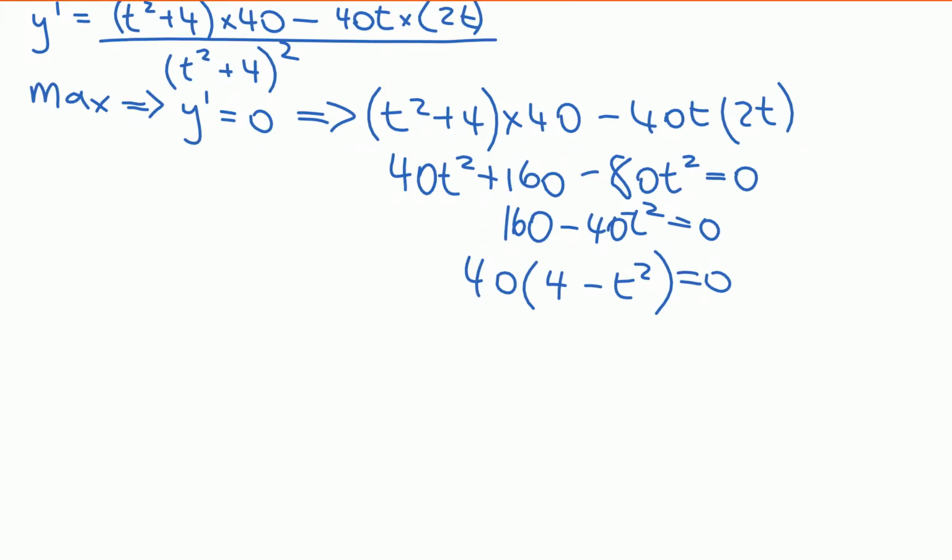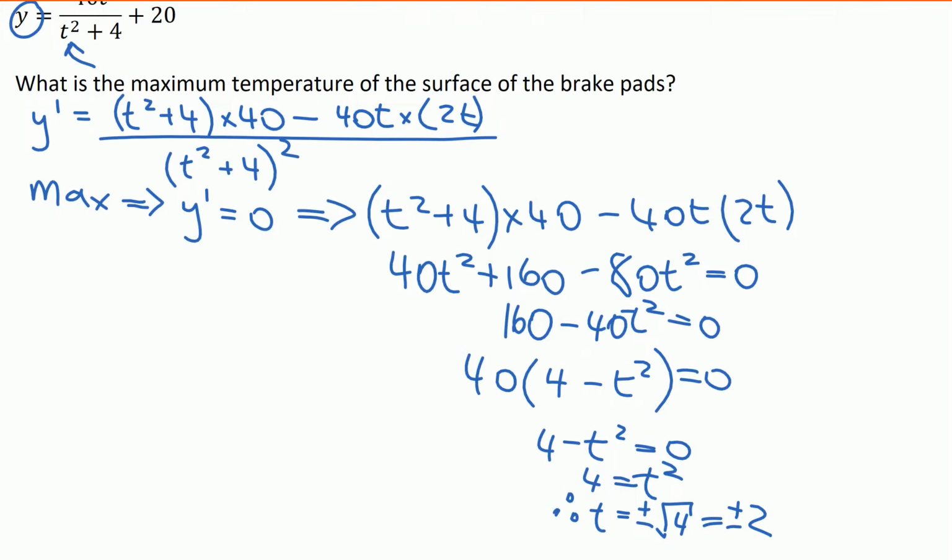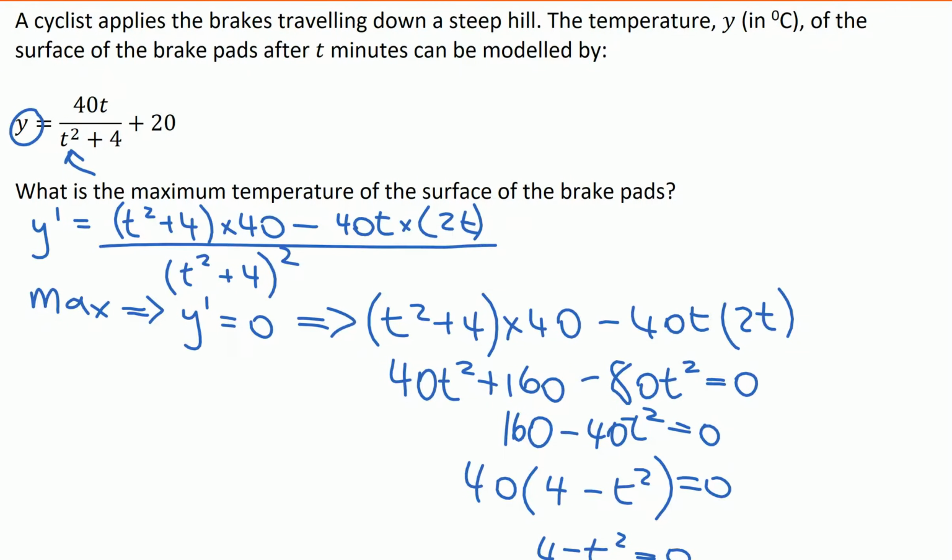From there, it's this part here that has to equal 0. So what does t squared have to be? 4. So t equals plus or minus the square root of 4, which is plus or minus 2. You guys happy with that? So does that give us our answer? No. We're after the maximum temperature of these brake pads.